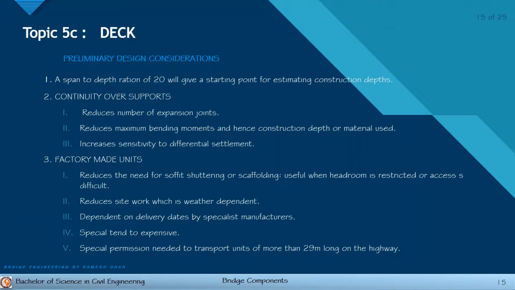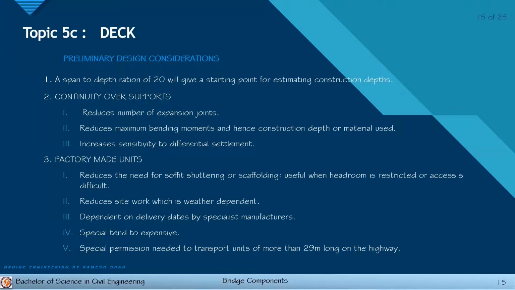First, we have reduces the need for soffit shuttering or scaffolding used when the headroom is restricted or access difficult. The next, we have reduces site work which is weather dependent. Sa mga weather dependent na mga trabaho, kailangan natin talaga i-consider ang ating weather. So it is important talaga na every day in the morning, kailangan natin i-check ang ating weather forecast in order to know kung ang araw ba ito is good for construction.